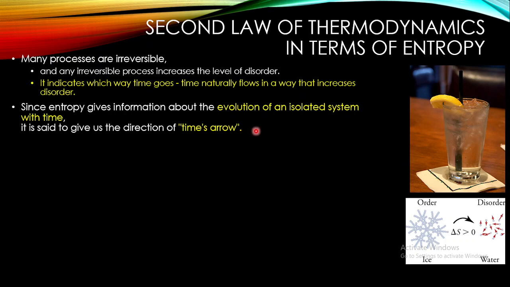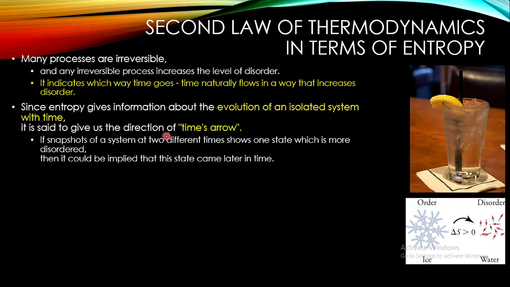Okay, so you can know in which way the time has proceeded by just checking which is having more entropy or which is having more disorder. So if the snapshot of a system at two different times shows one state which is more disordered, then it could be implied that this state came later in time.